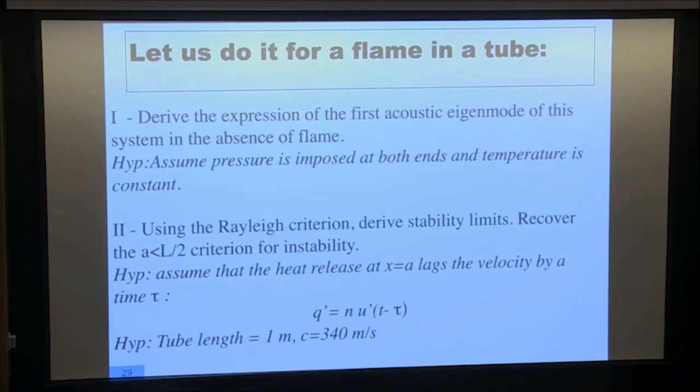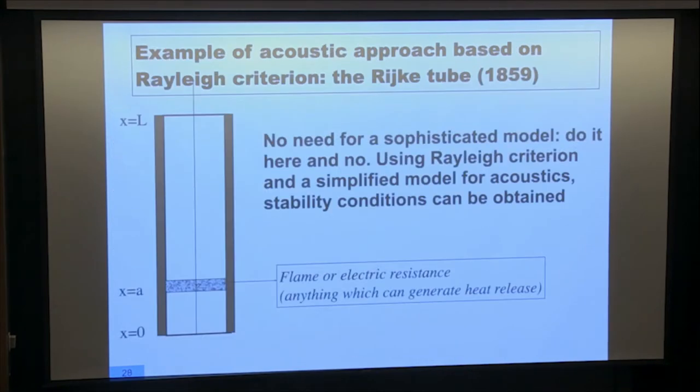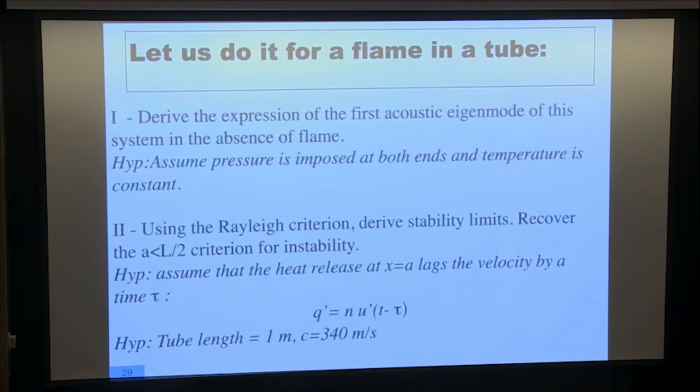So that used to be homework, so I'm going to give you the question and the answer. So the question was, first find the first acoustic mode in these systems, assuming that the temperature is not changing and that the pressure is imposed at both ends, and then using the Rayleigh criterion to derive the stability limits. And it's an interesting thing in those tubes that people know that if you put the flame between this point and this point, you have an unstable mode. And if you put it between this point and that point, you don't have an unstable mode. So you will see that this can be explained easily here with the Rayleigh criterion.